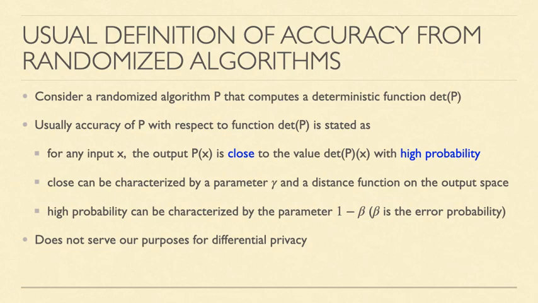Assume that the randomized algorithm P is implementing a deterministic function det P. And typically what we say is P is accurate if for any input X, P outputs a value that is at most gamma away from the one output by det P with probability 1 minus beta. So of course we are assuming some sort of a distance function on the output space. However, what we found was that this definition does not serve our purposes for differential privacy.